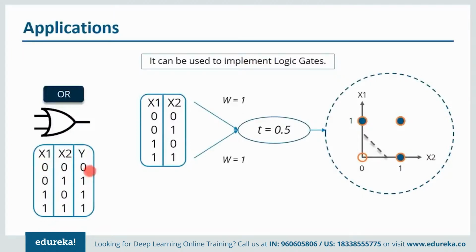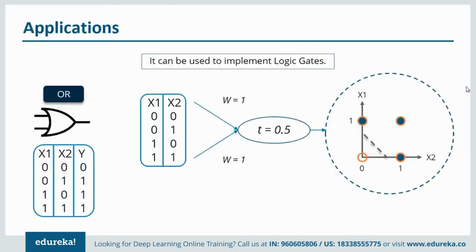So if both are 0, we get a 0. If any one of the inputs is high, or any one of the inputs is 1, we get the output as 1. So what we need to do is make sure that our weights are set in such a way that we get the same output. So how we have done that: when the value of the weight is equal to 1, and we provide the inputs x1 and x2, after passing through this activation function, we get this sort of a graph, which is the graph for our OR gate.